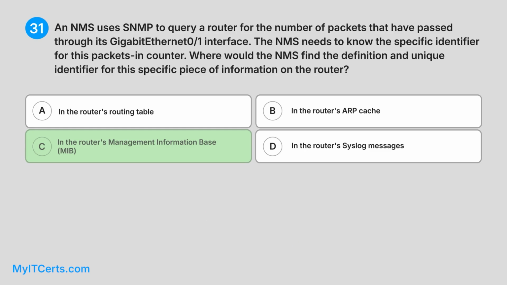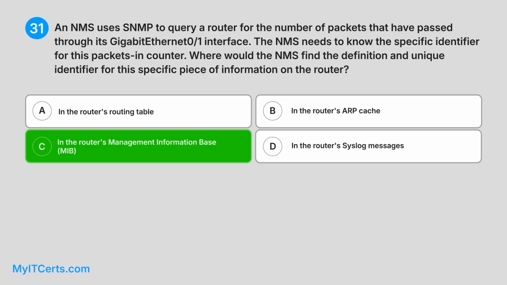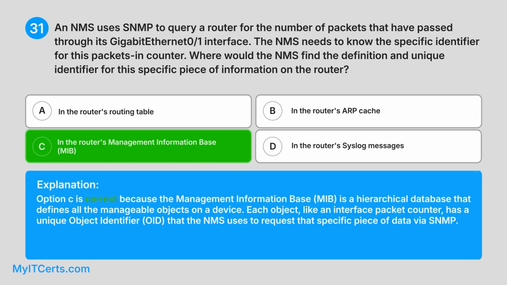Correct answer. C. In the router's management information base, MIB. Explanation. Option C is correct because the management information base, MIB, is a hierarchical database that defines all the manageable objects on a device. Each object, like an interface packet counter, has a unique object identifier, OID, that the NMS uses to request that specific piece of data via SNMP.